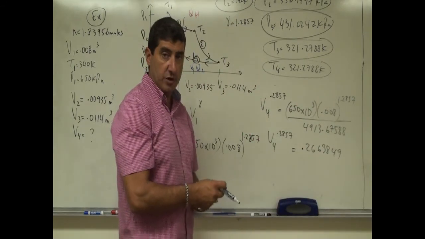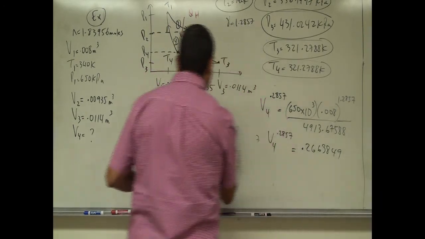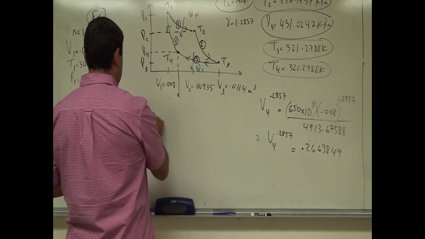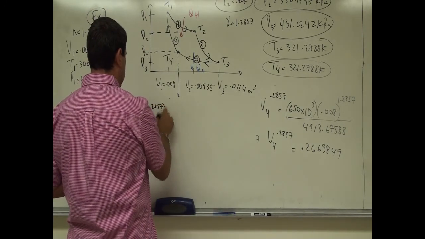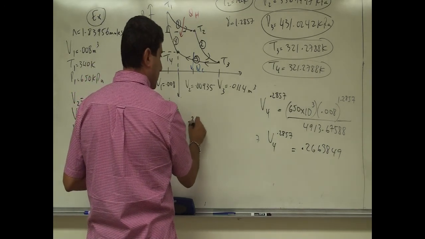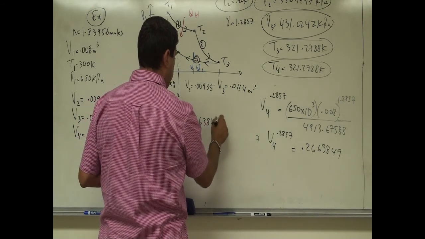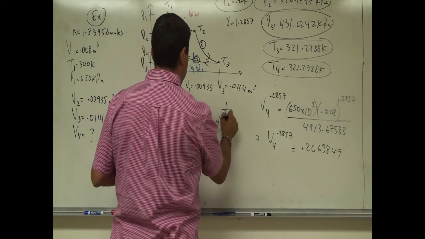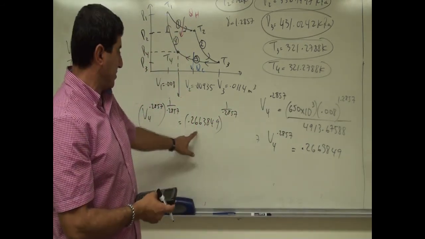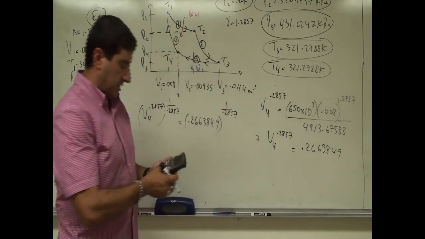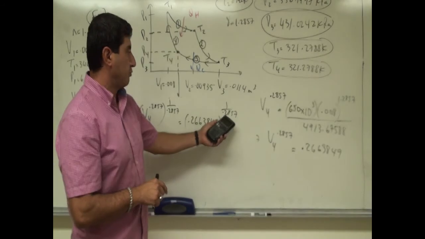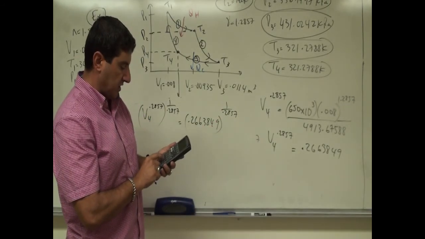So then how do I get V4? Then I can raise both sides to the power of what? So then I can say V4 to the power 0.2857 raised to the power 1 over 0.2857 is equal to 0.2663849 raised to the power 1 over 0.2857. So on your calculator, all you have to do is just take this number that you got, the decimal that this number gave you, and then raise it to the power, and then put 1 divided by 0.2857.